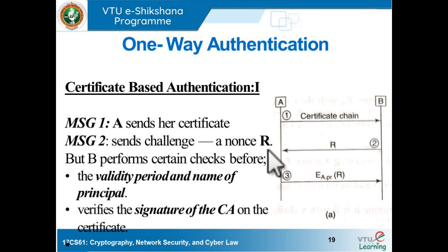Now what does A do? Once the certificate is sent, before sending a nonce, B has to validate this particular certificate that is sent by A. It performs certain checks over it. One is that it checks the validity period of this particular certificate it received, along with the name of the person for which this certificate is issued. And also B will verify the signature of the certificate authority on the certificate. It checks whether the certificate is actually genuine or not.